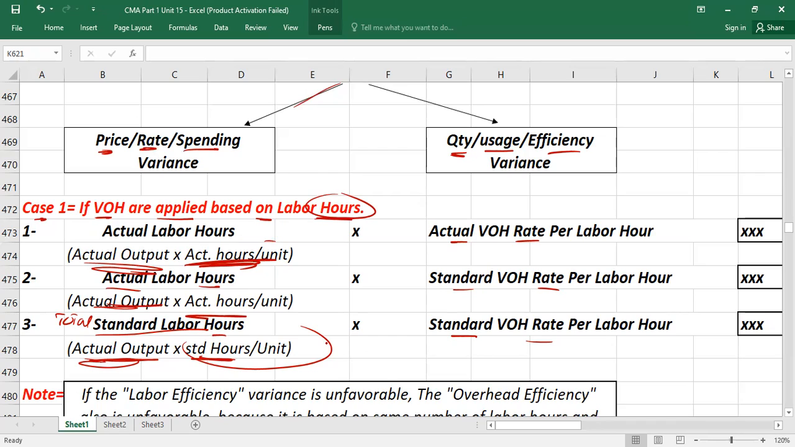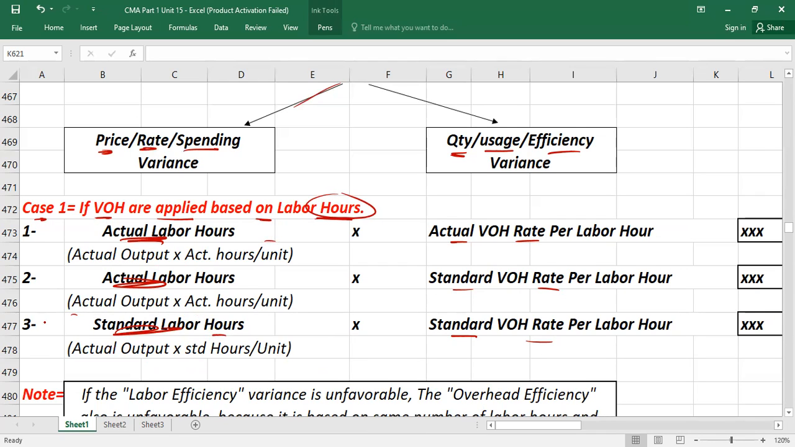For example, our budget was that to complete one chair, we should take 1.5 hours. This was the budget. But actually I took 2 hours. See, this is different now. Understood? So here I'll take standard hours per unit, meaning budgeted hours per unit. Clear? Now I hope our side is clear, right? We have actual hours and total standard hours.